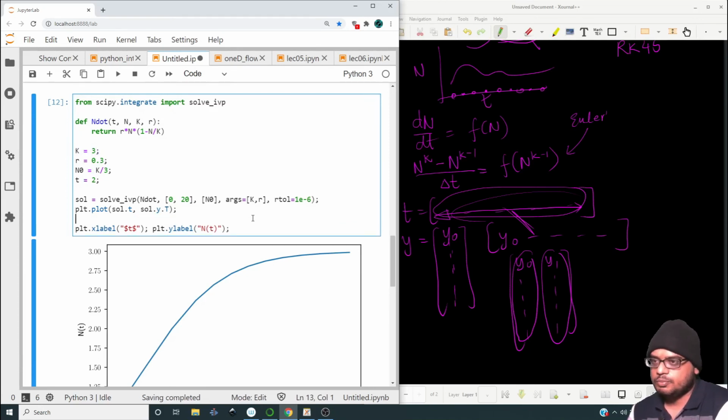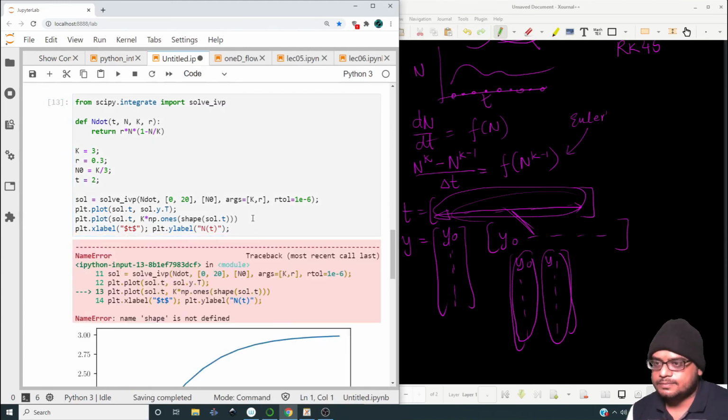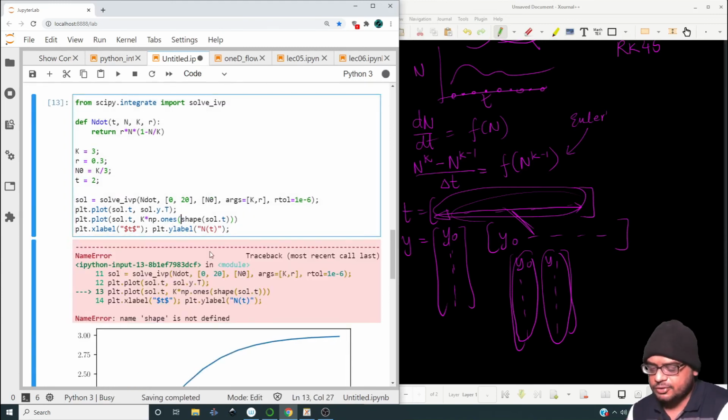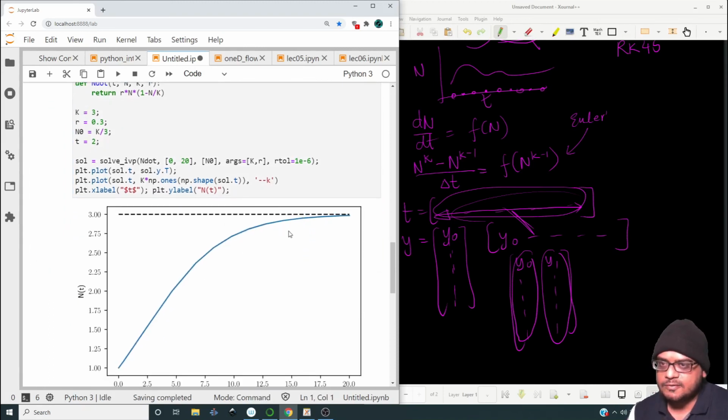So let us do plt.plot of sol.t comma np.ones of the shape of sol.t, times k. So it will initiate an array which is all ones multiplied by k. Okay, it should be np.shape. And let me make it a dotted black line. So this is the carrying capacity. All right, this is how it varies.